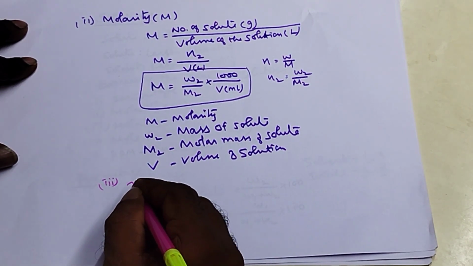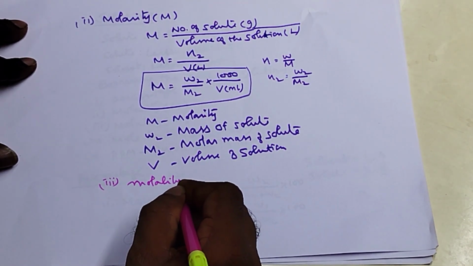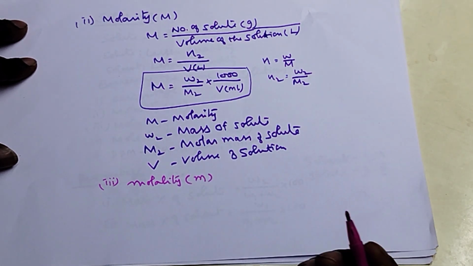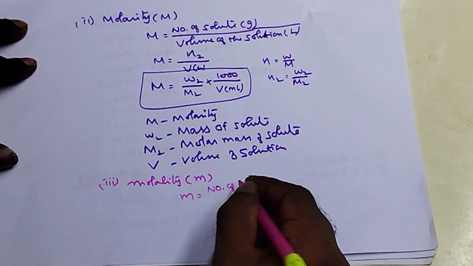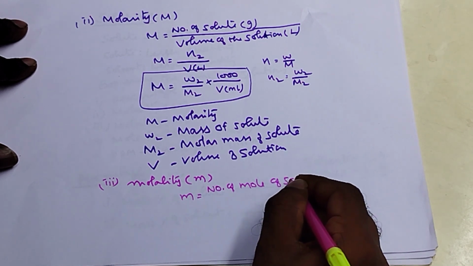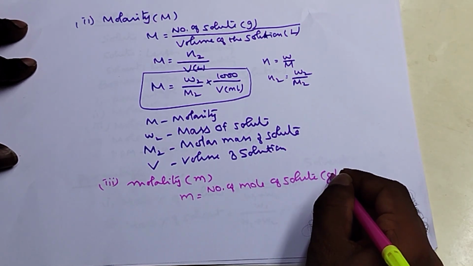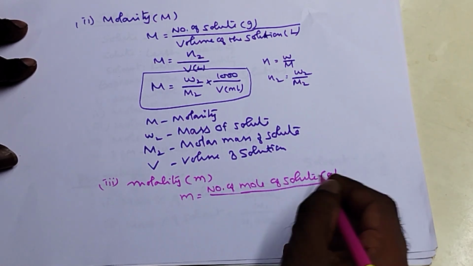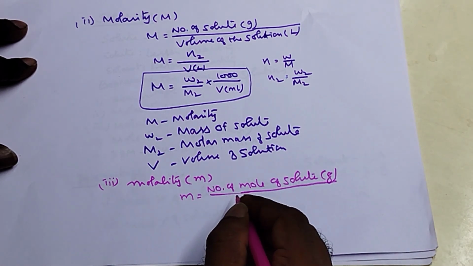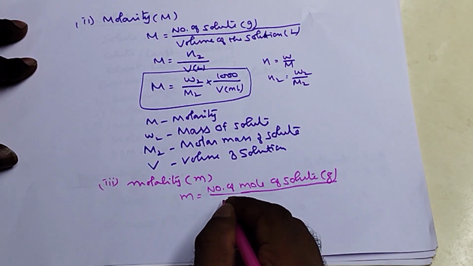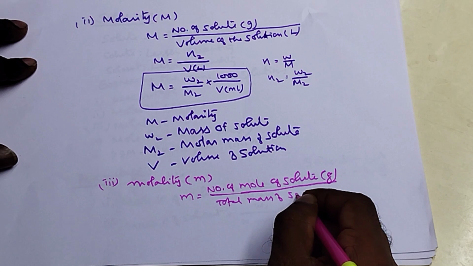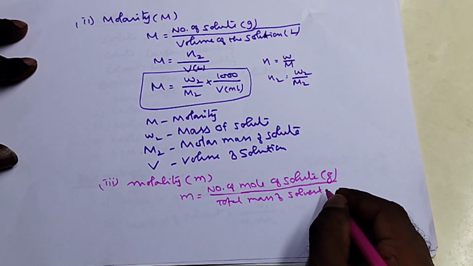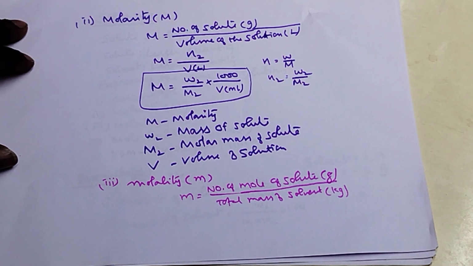Now let us discuss molality. It is denoted by the letter small m. What is molality? Molality is defined as the number of moles of solute divided by the total mass of solvent expressed in kilograms.